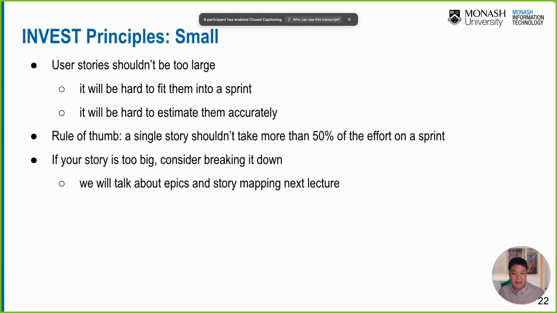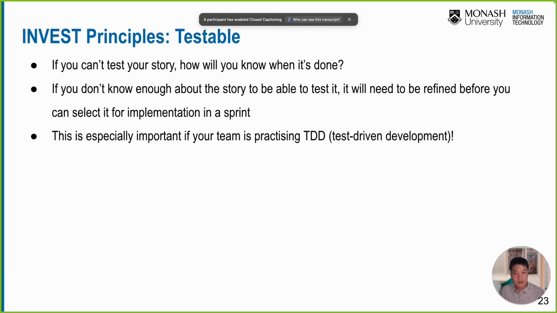And a rule of thumb, a single user story shouldn't take more than 50% of the effort of a sprint. If you have a 2 weeks sprint, one user story should be like less than a week. If your user story is too big, consider breaking it down. As I mentioned before, as a user, I want an online shopping mobile application. This is probably too big, so you need to break it down into small features. All right, and it should be testable as well.